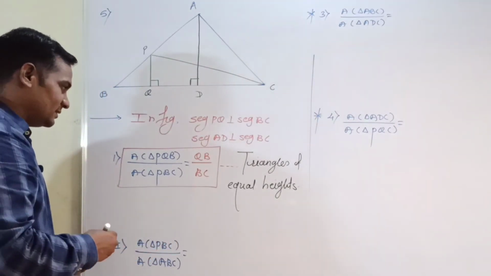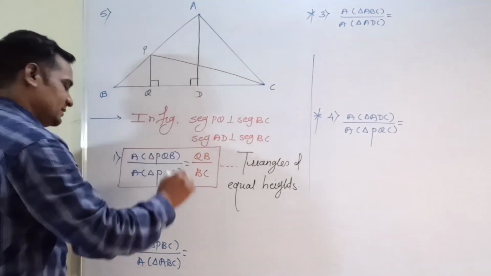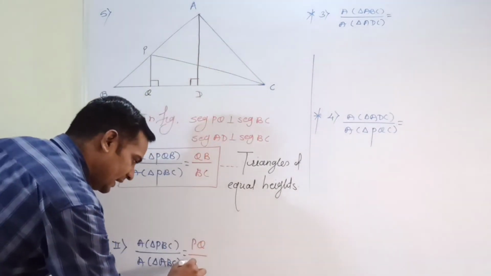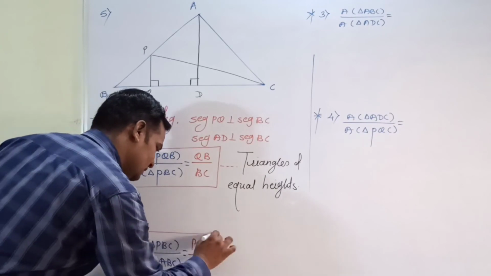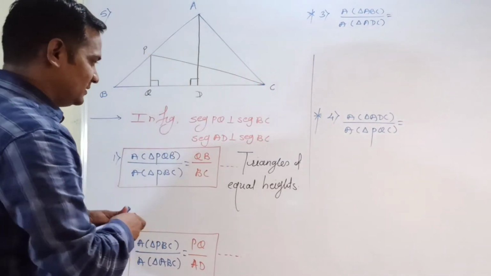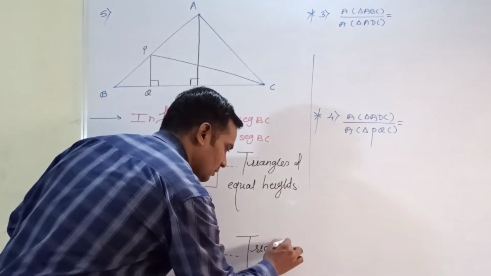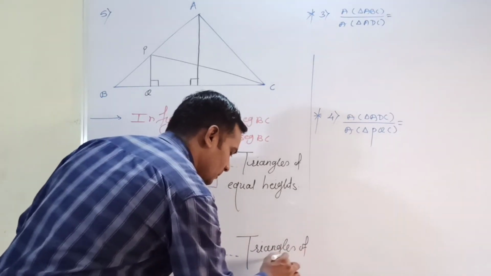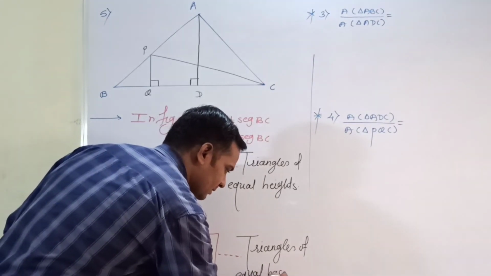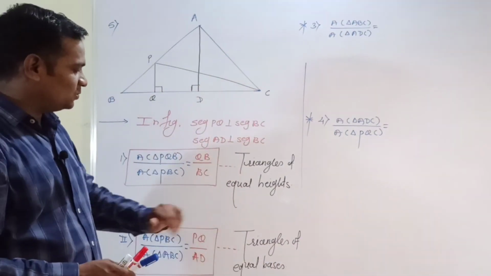So let's write down that answer. PBC, height is PQ, upon ABC, segment AD is the height. So this is the answer. But again, don't forget to write the reason: triangles of equal bases. In this way we can easily complete the first two ratios.